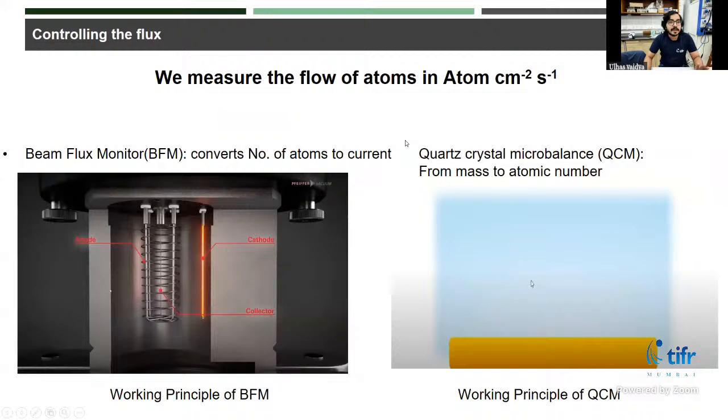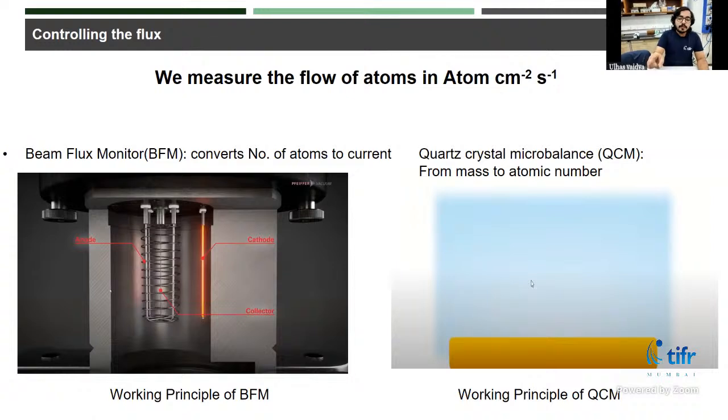So Sankadev explained how we transfer our substrate to the main chamber. Now it is transferred to the main chamber and we want to grow. So for example, we want to grow some kind of material which has A atoms with 1 ratio and B atoms with 2 ratio. Now, how do we control these atomic ratios in our growth? So we measure our atomic flow for the molecular beams in atoms per centimeter square per second.